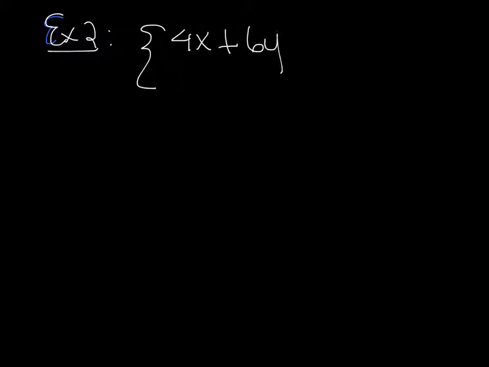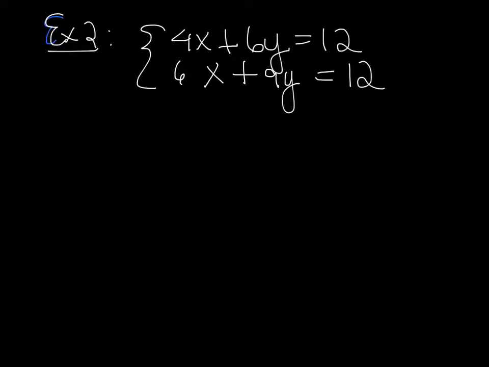Okay, so example 2. Again, let's solve a system by graphing. So our system is 4x plus 6y equals 12, right? That's our ax plus by equals c. And then we have 6x plus 9y equals, and then also 12.